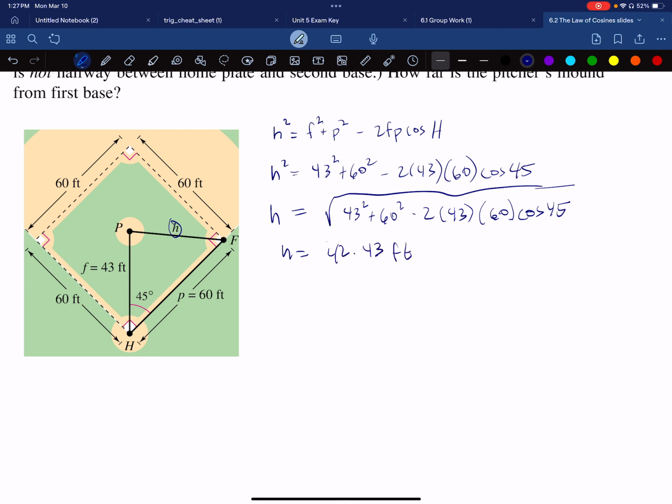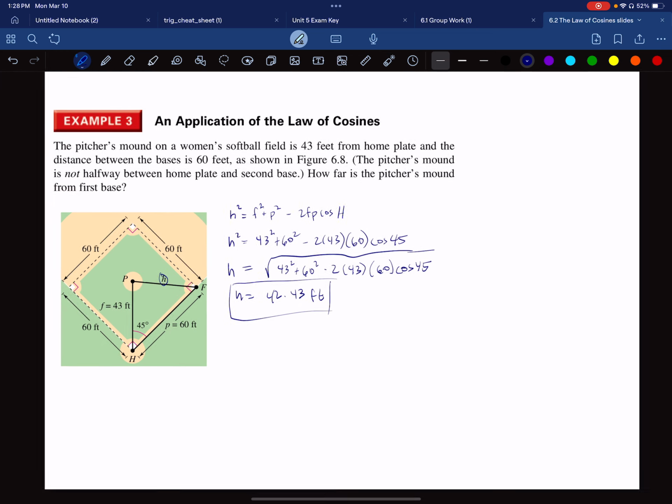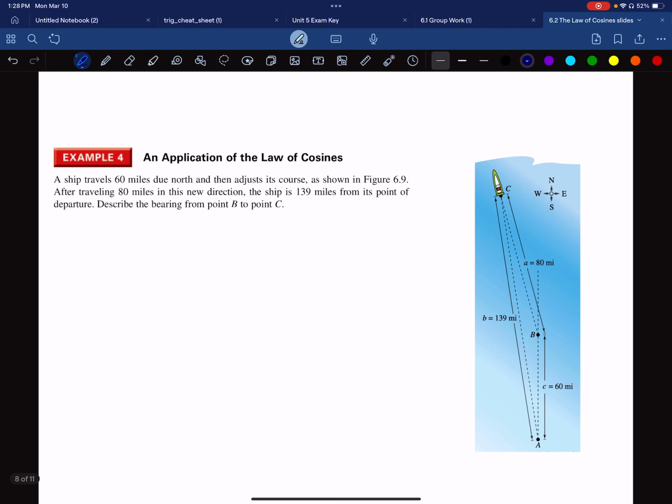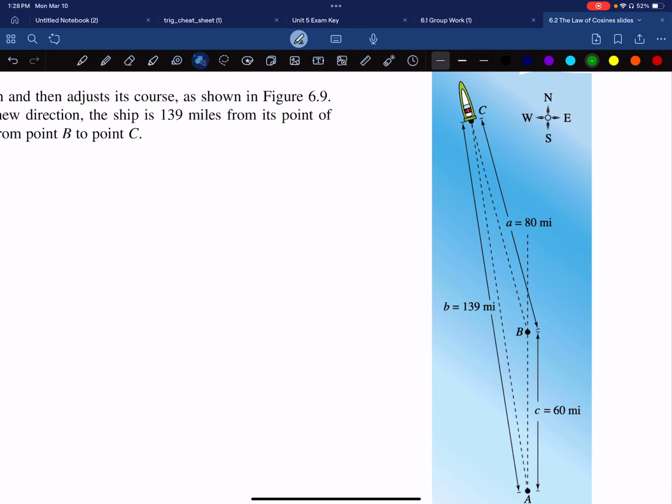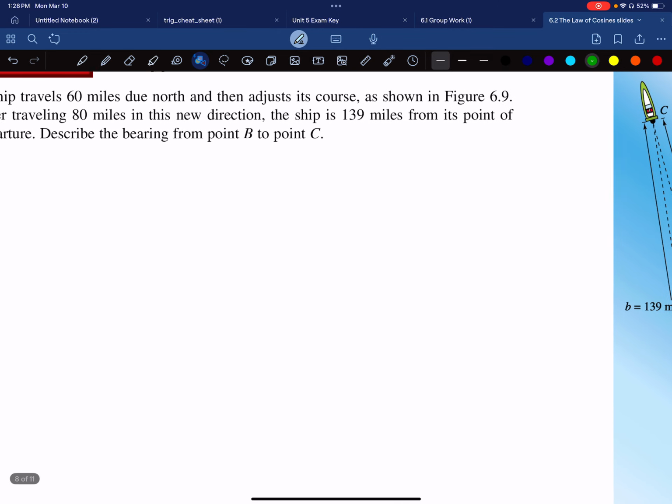You can see it's almost an isosceles right triangle, but slightly off from that. Okay, let's do another application one. In this example, we're given that a ship travels due north and then adjusts its course as shown in this figure. So it takes a slight left at point B.